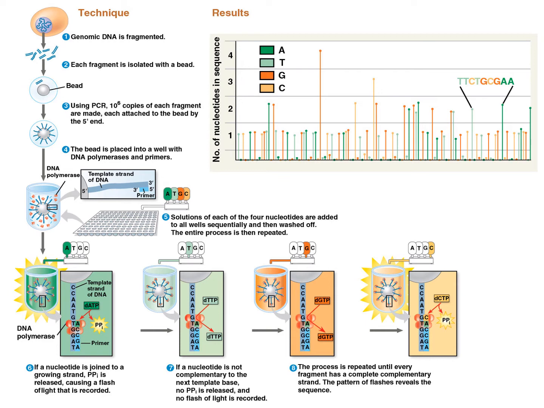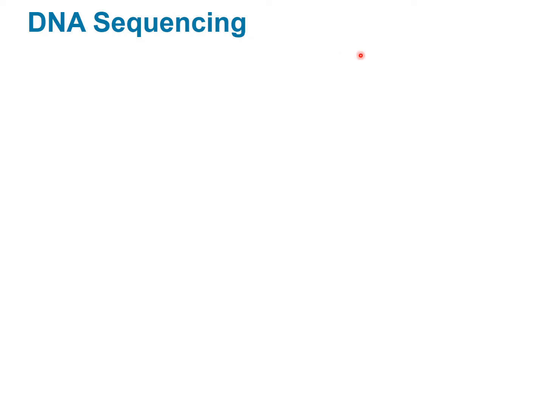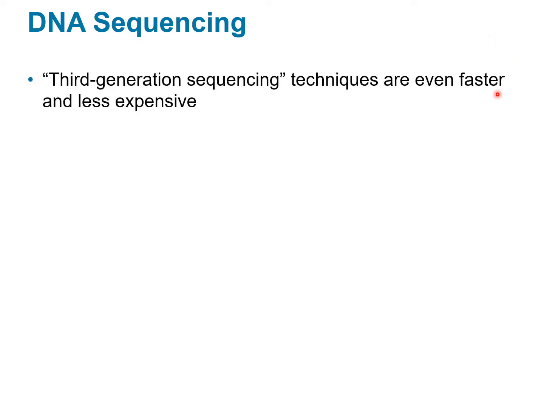All right, so that's basically the basis of the sequencing by synthesis methods, and there are different variations of that. Like I said, pyrosequencing, and this is similar to pyrosequencing, but it's a more high throughput method that has been developed based on the pyrosequencing type. Now, a little bit more about DNA sequencing. There are third generation sequencing techniques that are even faster and even less expensive that have been developed.